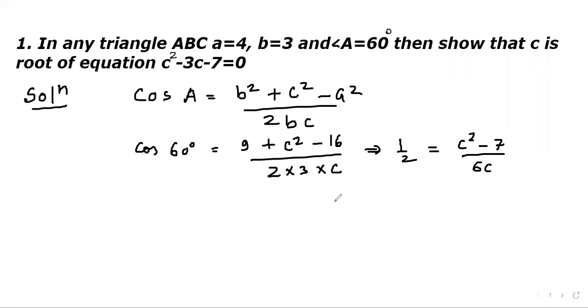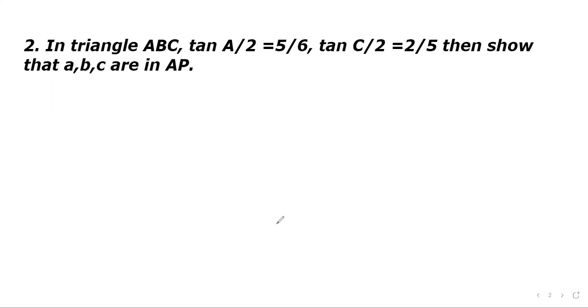We cross multiply. So from here, 3c equals c² - 7, or c² - 3c - 7 equals 0, which is our required answer. Now let's go to question number 2.